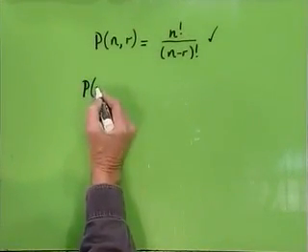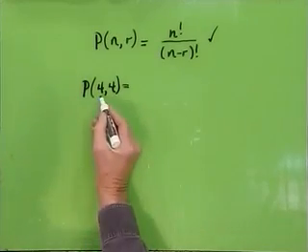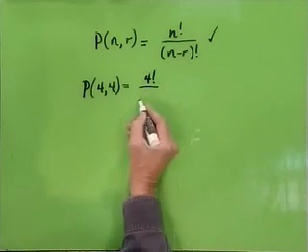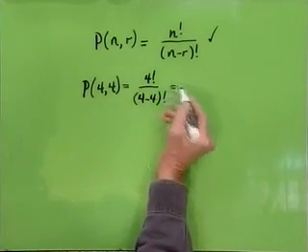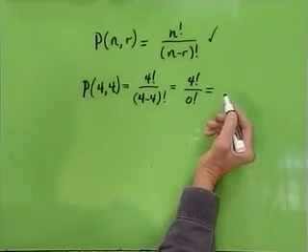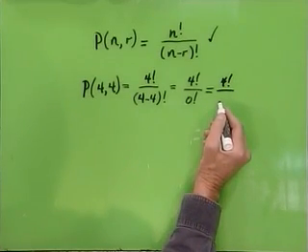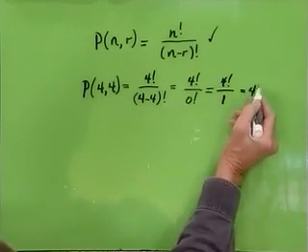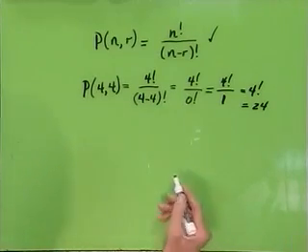Let's see, we had P of 4, 4. Now you remember that was where we had 4 books and we were choosing them 4 at a time. So this would be 4 factorial over the difference factorial. That would be 4 minus 4 factorial, or 4 factorial over 0 factorial. Or 4 factorial over, let's see, what is 0 factorial? 1. Yeah, remember, just by definition, we say 0 factorial is 1. And so this gives me 4 factorial, or 24 ways of arranging 4 books taken 4 at a time.